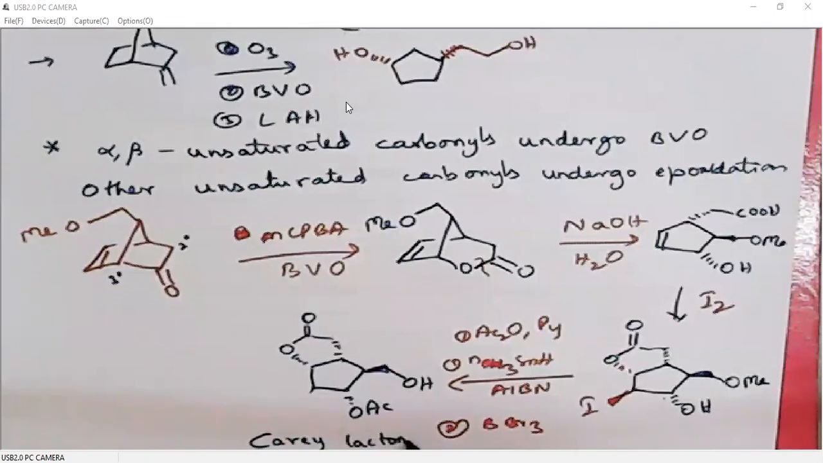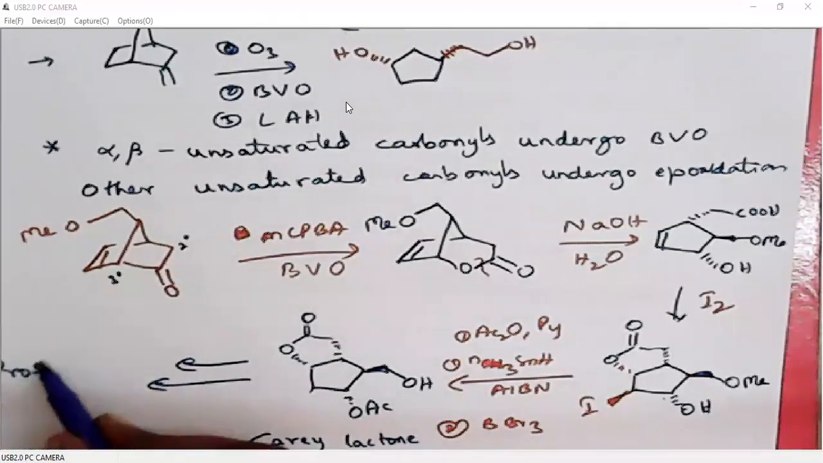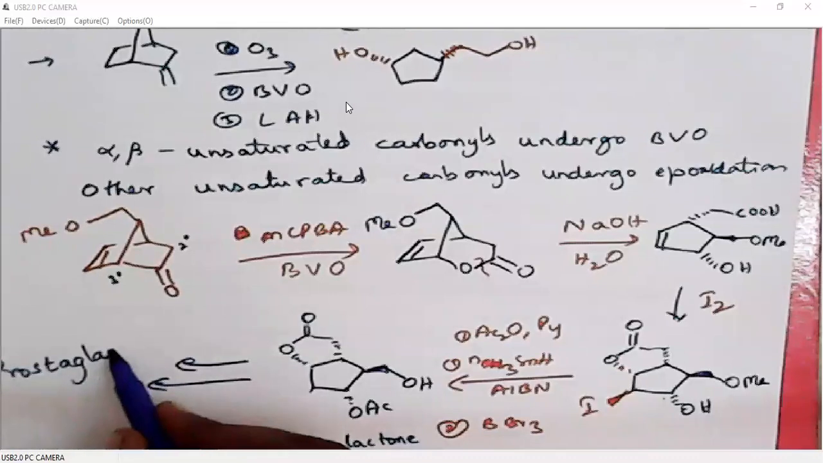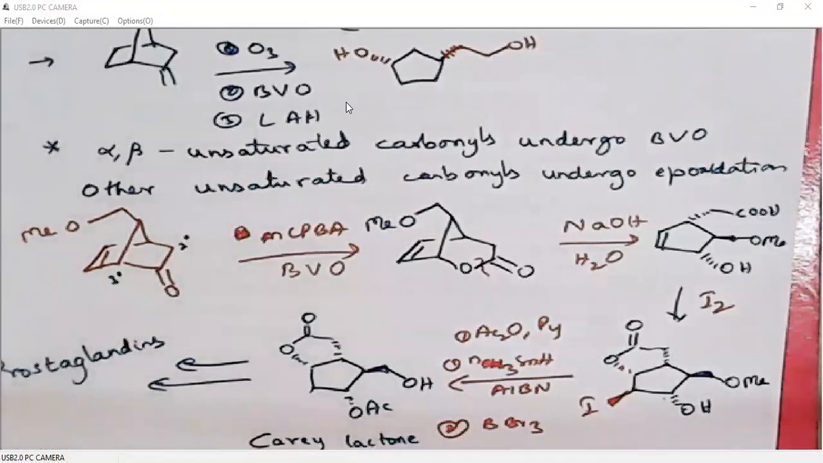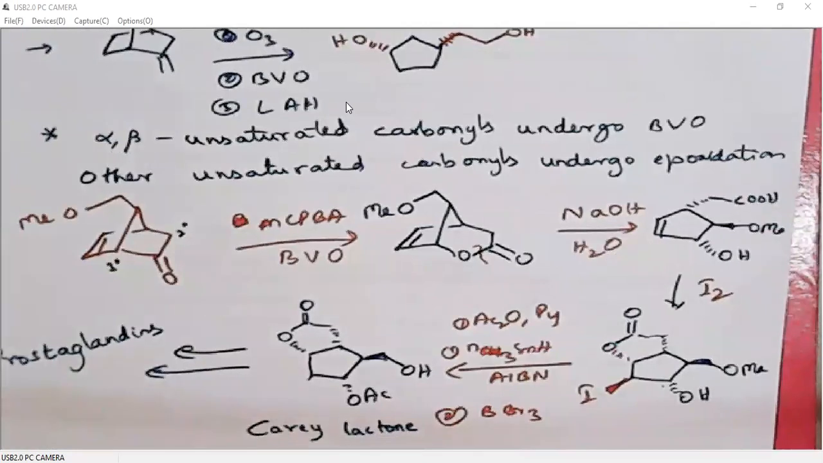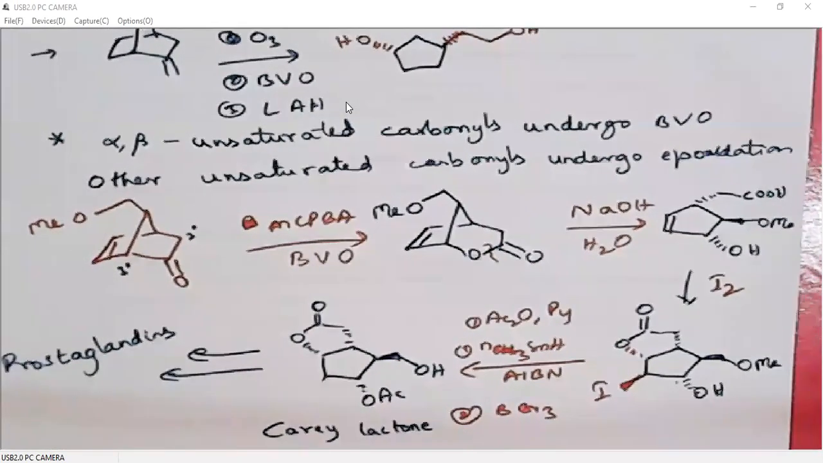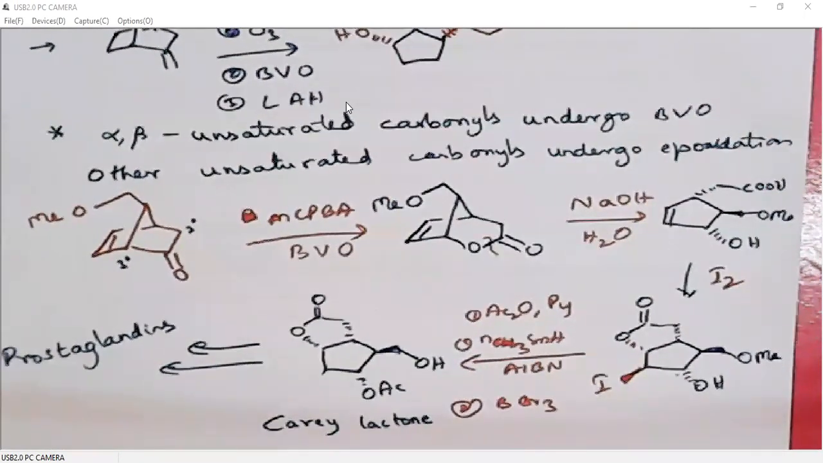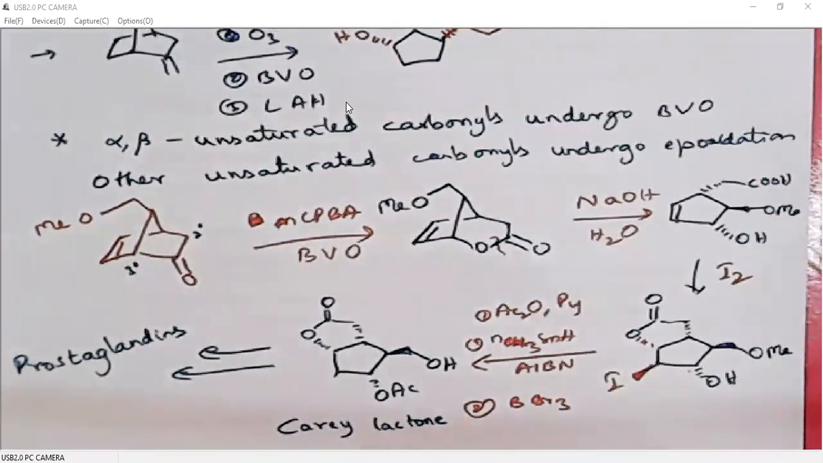Why? Because E.J. Corey has used this intermediate in the synthesis of prostaglandins. So it is a lengthy step. We can use other steps also for explaining. So this is used for prostaglandin synthesis by E.J. Corey. So that is why this lactone is called Corey lactone. This lactone is also called Corey lactone.